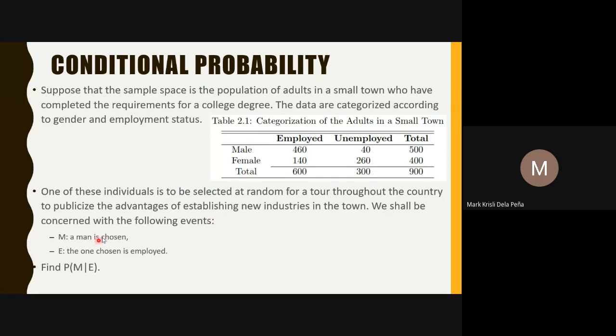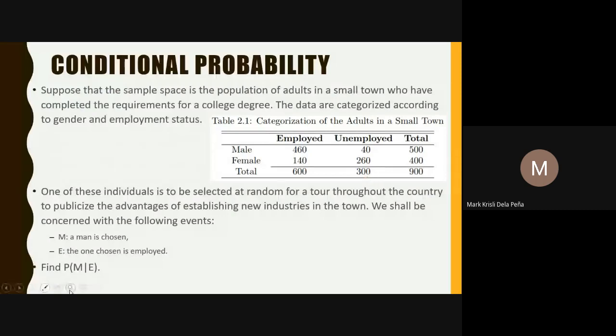A man is chosen and the one chosen is employed. If we check our table, the columns are the employment status, employed and unemployed, and the rows are the gender. There are 460 males that are employed and 40 which are unemployed, 140 females that are employed, and 260 that are unemployed. If you are given only this portion, it would be better to get the total for each column and each row. For the rows, there are 500 males and 400 females. For the columns, 600 are employed and 300 are unemployed.